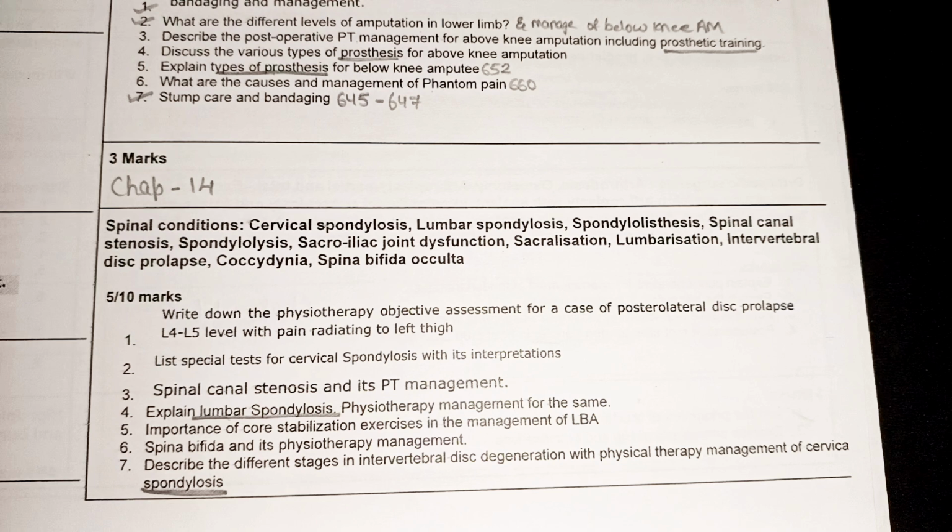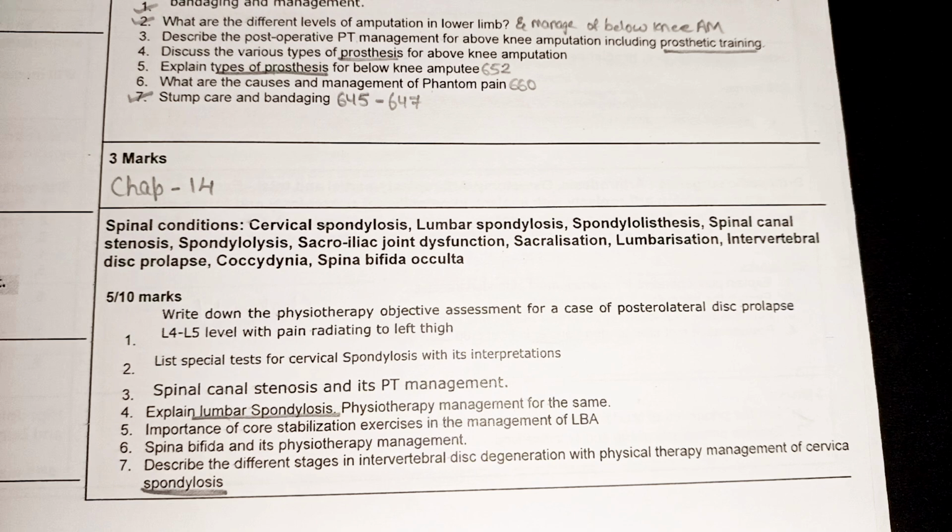In this the important 5 or 10 mark questions are: the first one, write down the PT assessment for posterolateral disc prolapse at L4 and L5 level. Second one, list special tests for cervical spondylosis with its interpretations. Third one, spinal canal stenosis and its PT management. Fourth one, explain lumbar spondylosis with PT management.